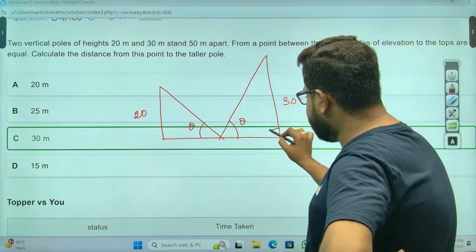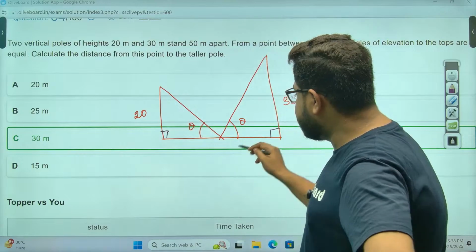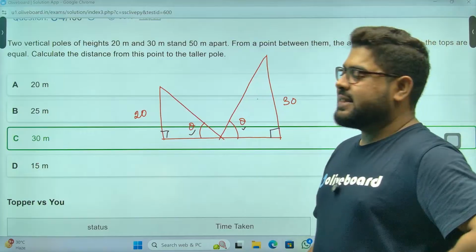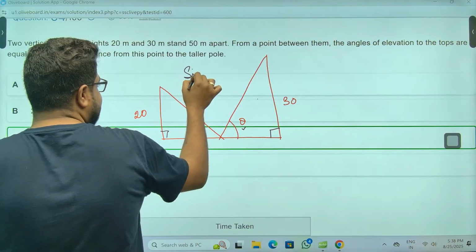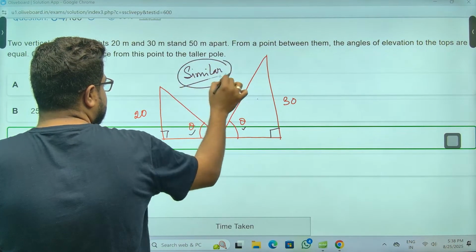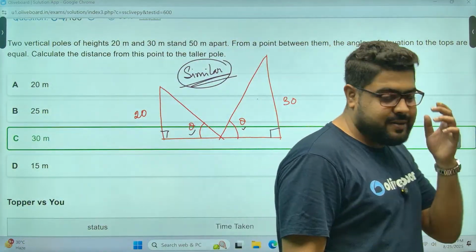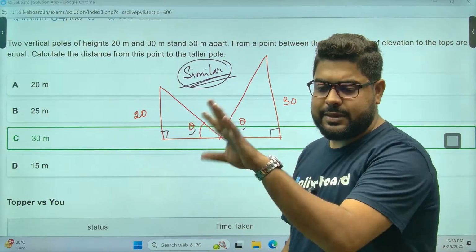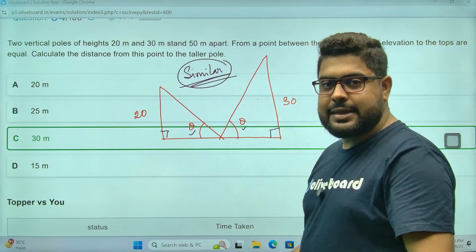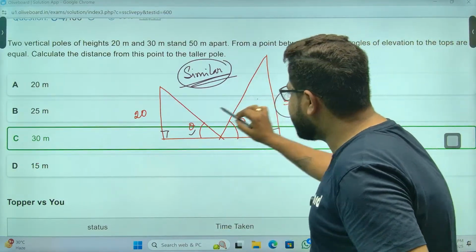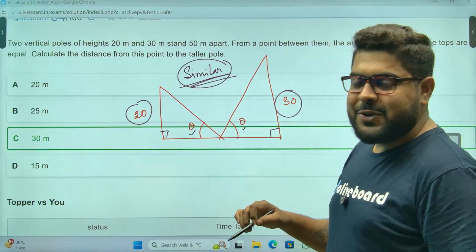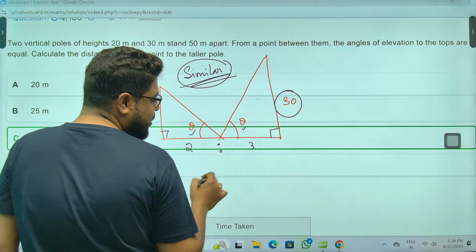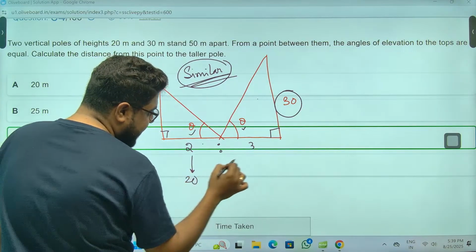Sir, this is 90 degrees, this is 90 degrees. This angle is equal to this angle. So these two triangles must be similar triangles, yes or no? Because in two triangles, if two angles are equal, the third angle must be equal, because the sum is 180 in both cases. And in similar triangles the ratio, 20 is to 30, is 2:3. So this must also be 2:3. Total is 50 given, so this is 20 and this is 30.